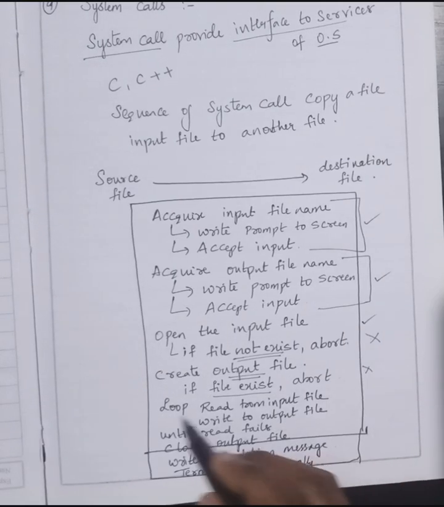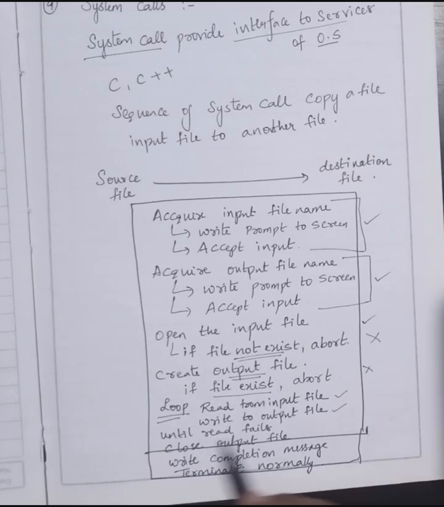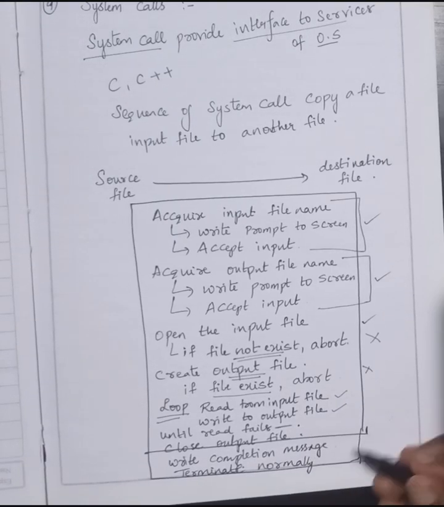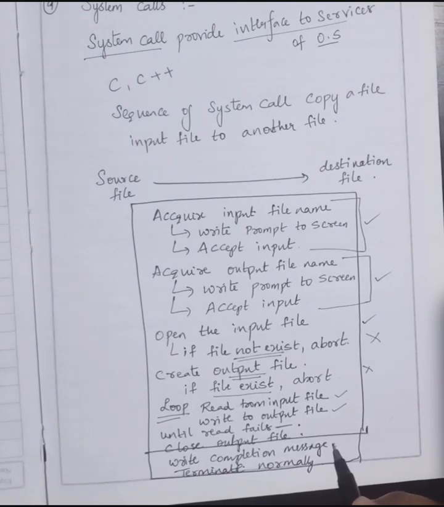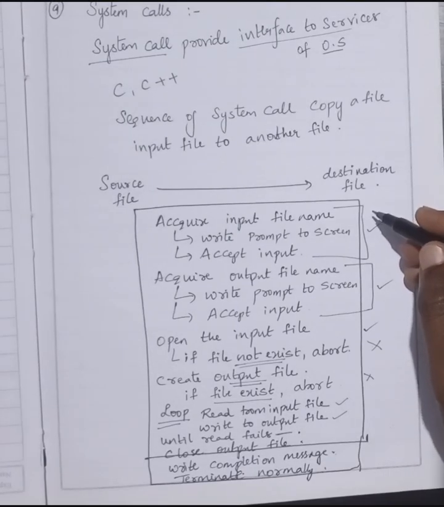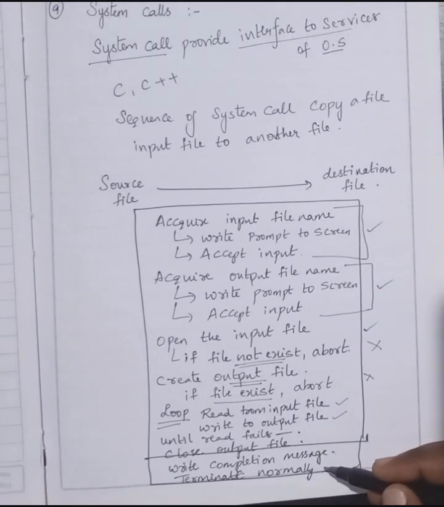Otherwise, we start a loop, read the data and write the data to the new file until the read fails, which means there is no more data to read from the file. Then we close the file and tell the user that we have completed copying the content. We print that message, then terminate the program normally. So this is the basic definition and idea, and one small example of how the sequence of system calls works one by one.